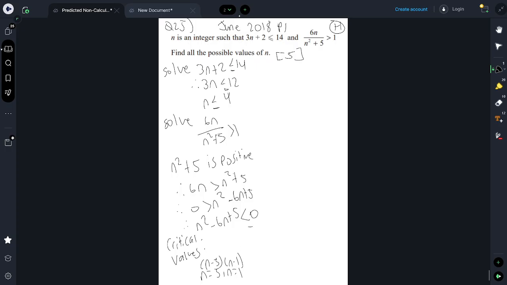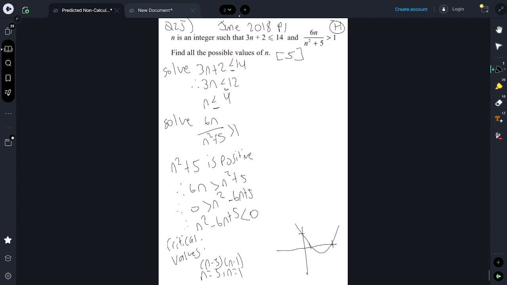And so what we do then is we sketch it. As with all quadratic inequalities, you must sketch it. So the critical values are 1 and 5. It intersects the y-axis at plus 5, which helps with sketching the graph. It's going to be a positive shape because the coefficient is positive. So it's going to look like this if you sketch it.